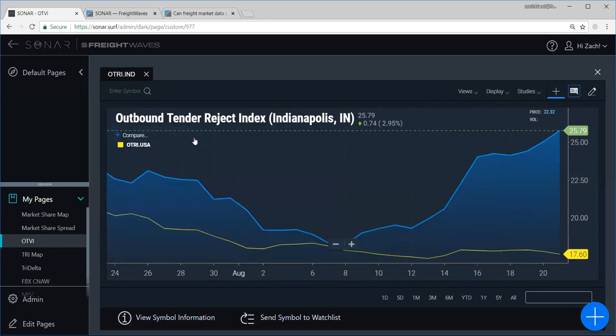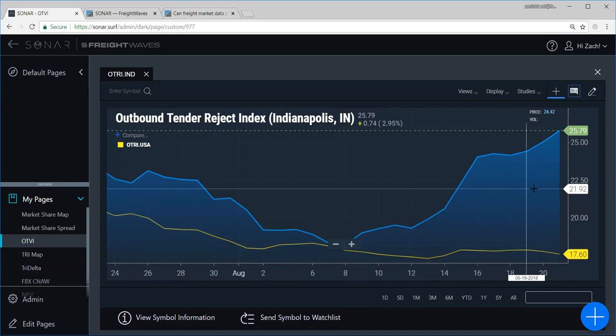That's a great idea. And we've mentioned this before, when you're benchmarking different places, trying to gain an understanding of how different markets work and how tender rejections and the various indices move, you always need some sort of baseline to measure that against. And you can see here, as I've thrown up the outbound tender rejection index for the USA, which is really just the tender rejection index for the USA, they are moving in different directions. So that actually means that the Indianapolis market is moving even faster.